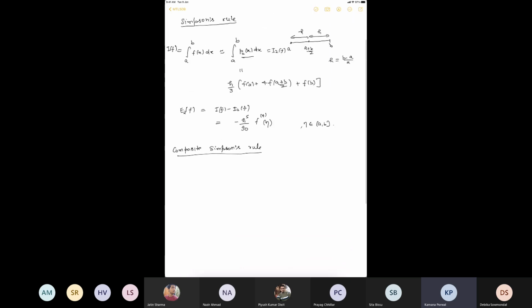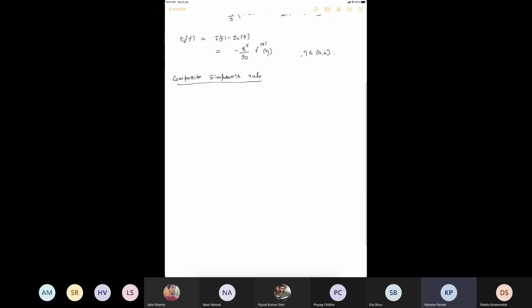So the idea is that you can divide the interval into sub-intervals, and then on each of the sub-intervals, you can use the Simpson rule. So upon taking the subdivision of the interval AB into n sub-intervals, starting from x0 up to xn, we have equally spaced points with h equal to b minus a divided by n, right? And n is taken to be even.